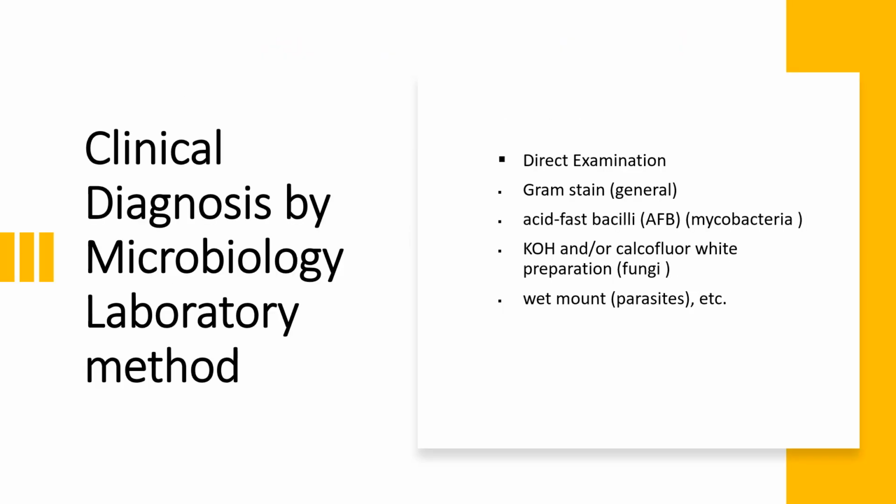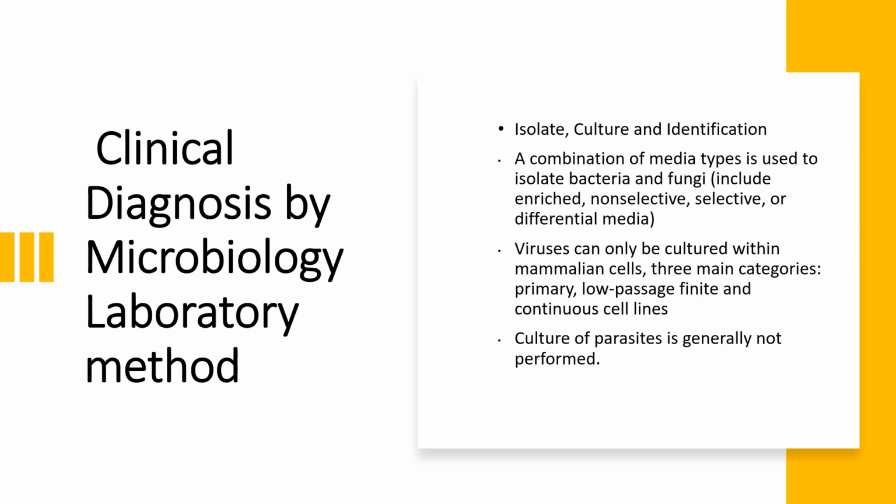How is the clinical diagnosis made by microbiology laboratory methods? It is by direct examination of the specimen: Gram staining, acid-fast bacillus staining, KOH mount, and calcofluor staining or wet mount. It also includes isolation, culture, and identification, and sensitivity testing of the sample.